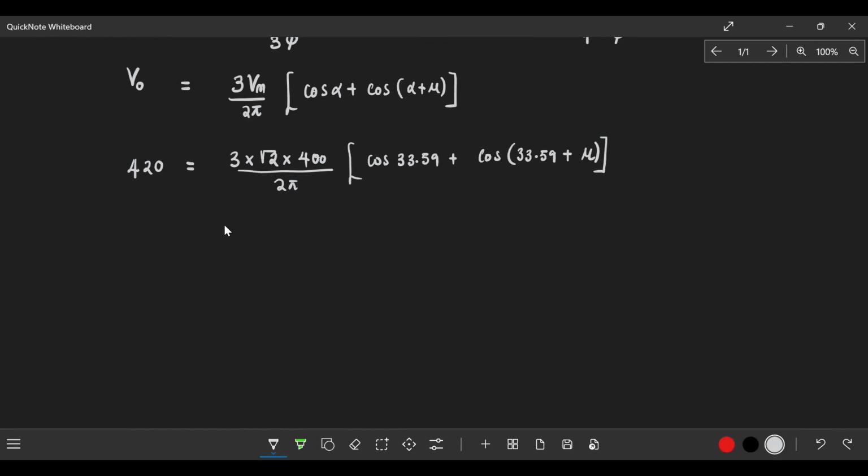Okay. All right, so now let us try to solve this. I'll send 2 pi to the other side of the equation. So we have 450. I'll first write this side of the equation, which is cos 33.59 plus cos 33.59 plus mu. This is equal to 420 by 2 pi divided by 3 root 2 times 400.